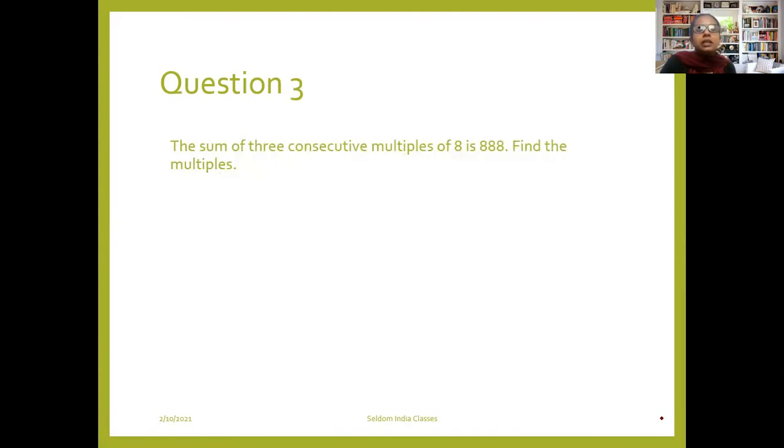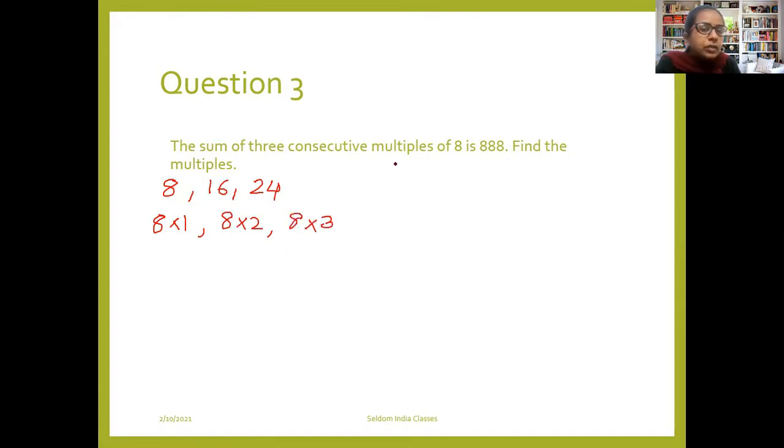Okay. The next question is, the sum of three consecutive multiples of 8 is 888. Find the multiples. Okay. Now consecutive multiples of 8. How we will find consecutive multiples of 8? For example, the numbers are 8, 16 and 24. These are three consecutive multiples of 8. How we get them? 8 into 1, 8 into 2, 8 into 3.